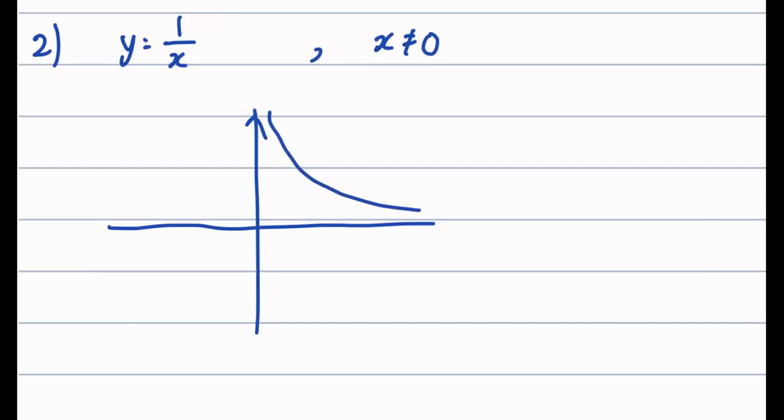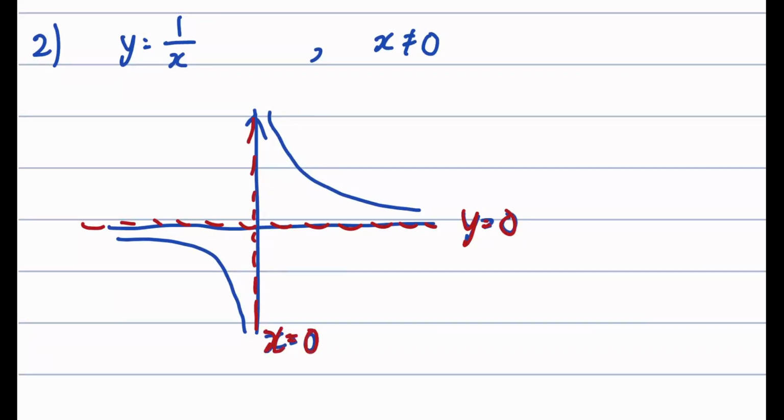Okay, let's say you start off with y equals 1 over x. Then clearly x does not equal 0, right? So how does the graph look? It looks like this and this. Can you see that? There is an asymptote, what we call an asymptote, at y equals 0 as well as x equals 0.